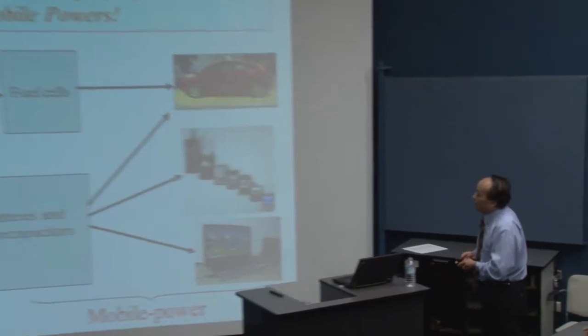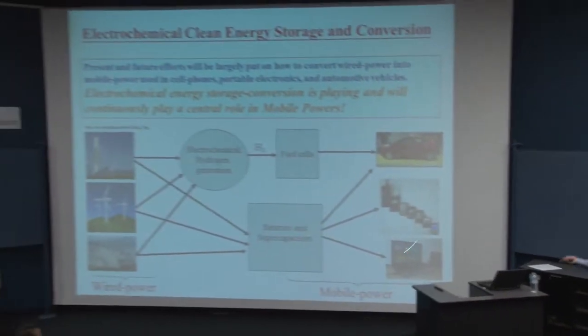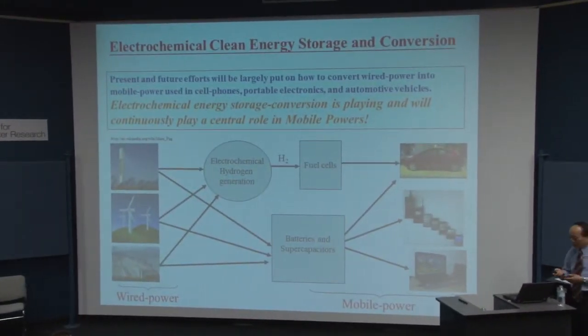And how do we do it in the future? This is the strategy right now in Germany. They are using this kind of strategy because Germany is claiming that in 2022 they're going to get rid of nuclear power. Their strategy is to use clean energy sources and then store it, for example, produce hydrogen and use fuel cells to deliver to the user, and also store in batteries and supercapacitors. So this is the strategy.